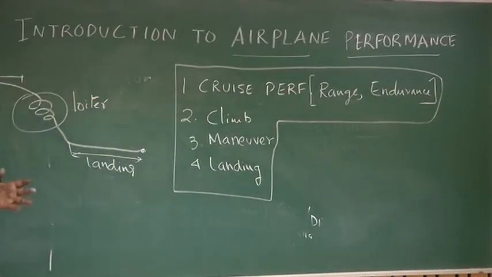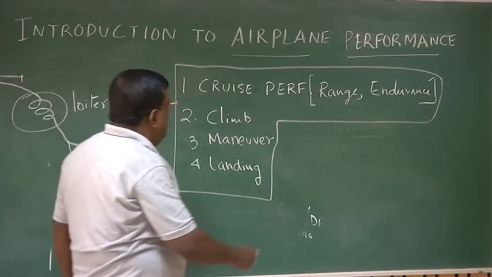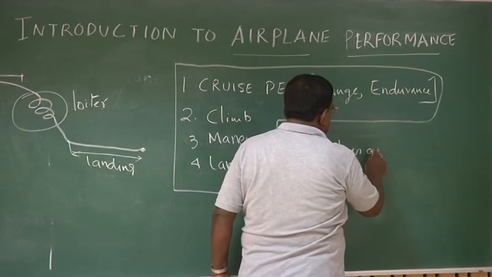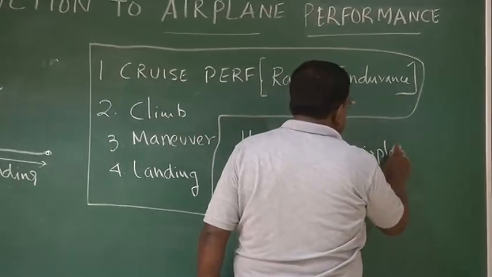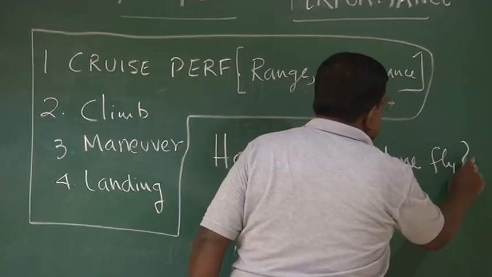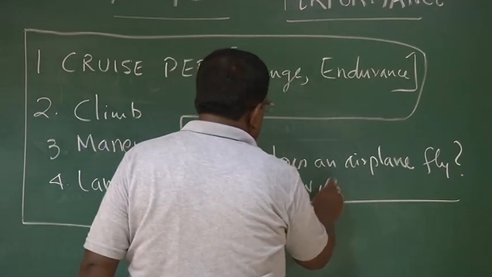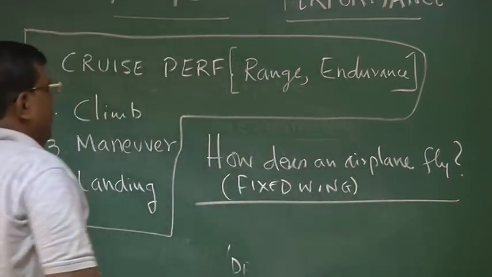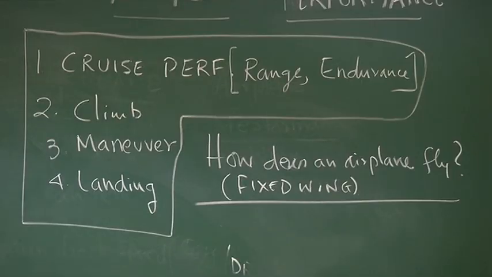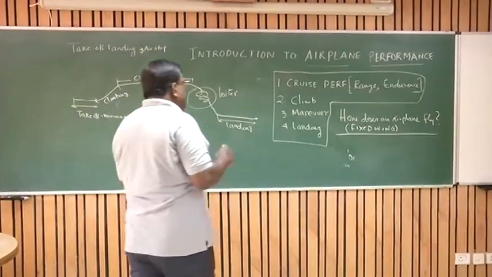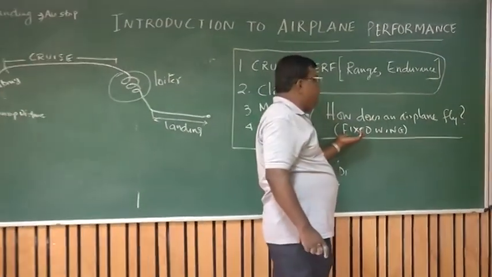But before we take up these things in detail, we'll first go into a simple concept: how does an airplane fly? Airplane means fixed wing. Talking about fixed wing, one word of caution to you is that we should not try to see how a bird flies. We are not going to relate how a bird flies to how a fixed wing airplane flies.